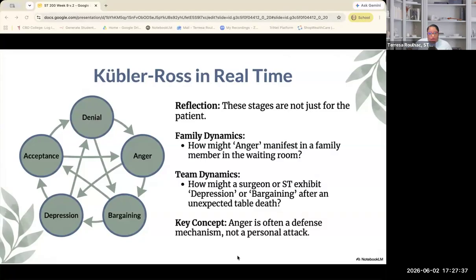After an unexpected outcome, you may see bargaining. If we had just, maybe if we had tried, or even quiet withdrawal, which may reflect depression. This is human. Healthcare professionals, we are not immune to grief. We handle it in different ways, but we're not immune to it. Anger is often a defense mechanism. It is rarely a personal attack, even if it feels like one in the moment.